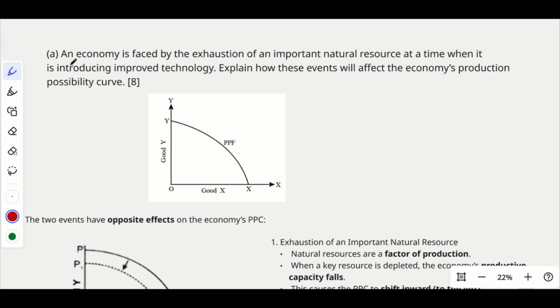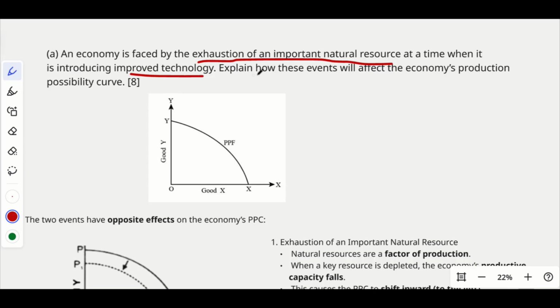Now let's solve the question. The question is: an economy is faced by an exhaustion of an important natural resource at a time when it is introducing improved technology. So two events are occurring there. One is exhaustion of an important natural resource, so the resource has decreased. And then introducing an improved technology. So these two incidents give opposite effects, right?